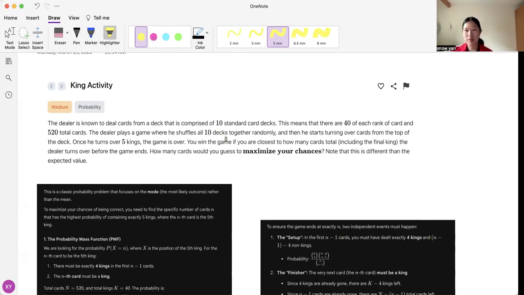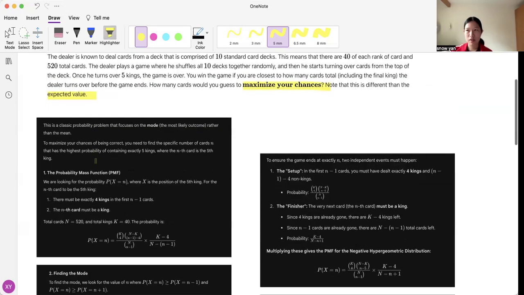One thing that's really special about this question is that we want to maximize your chances, and it's different from actually calculating the expected value. Why is that the case? I'll go over that in a bit. Expected value doesn't mean that's the guess we want to make, because it doesn't maximize our chances. It's just going to be the place that averages out, which is not what we want.